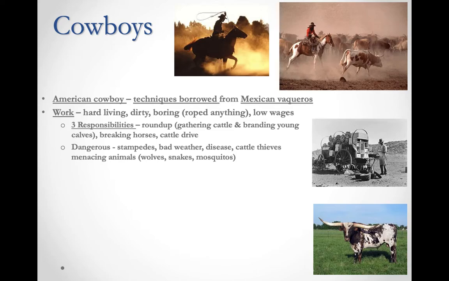The job of a cowboy included three major responsibilities, including the roundup, or the gathering and branding of young cattle so that they could be kept track of and to show ownership of the cattle. They also had to break horses and train them for their role in the cattle drive. And then lastly, they had to conduct the cattle drive, which was a large march over hundreds or thousands of miles from a ranch to a railroad station where they could then sell and ship their cattle east.